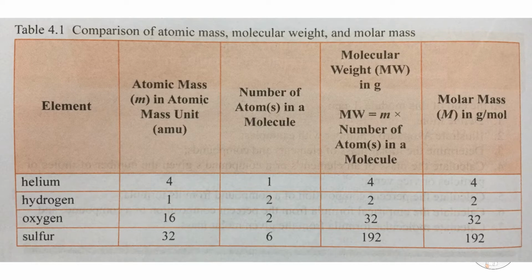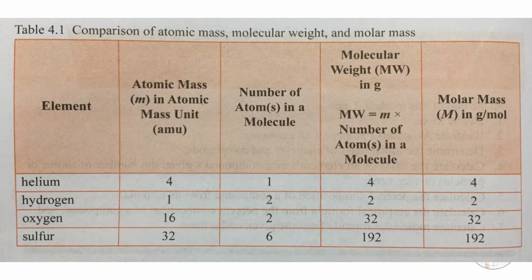We are going to differentiate the molecular weight and the molar mass. Now, molecular weight: the equation is molecular weight equals the atomic mass multiplied by the number of atoms in a molecule, and the unit for the molecular weight is grams. Take note of that. If you are tasked to get the molecular weight, indicate the final answer in grams.